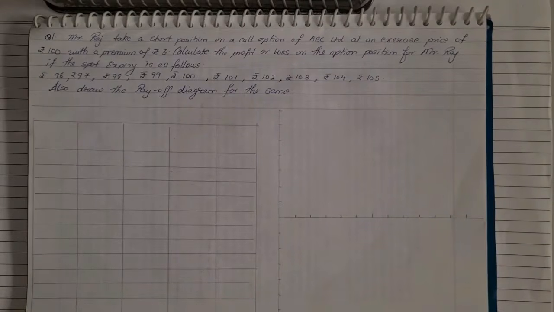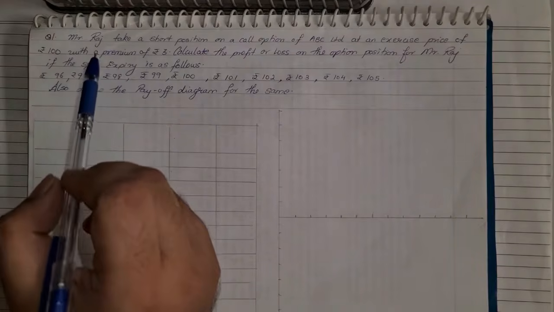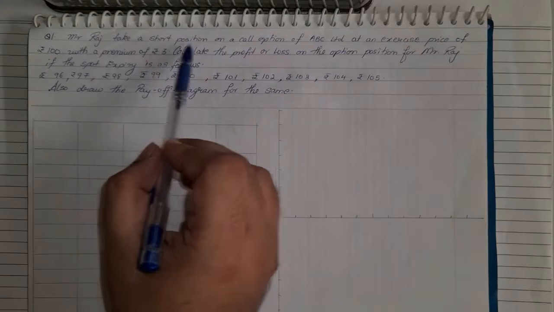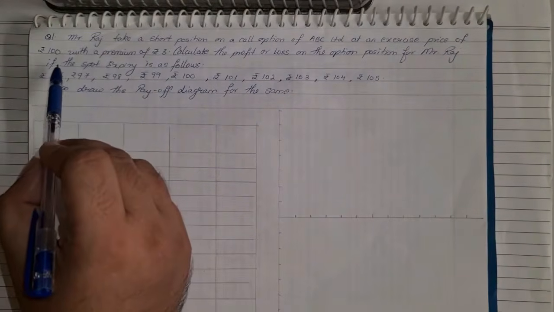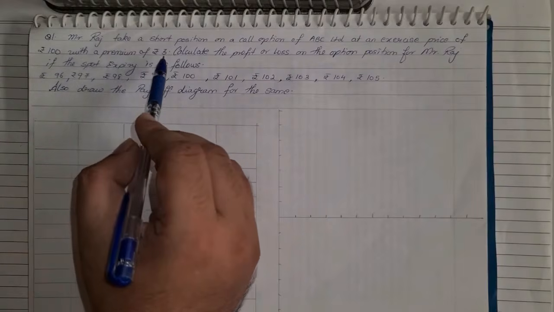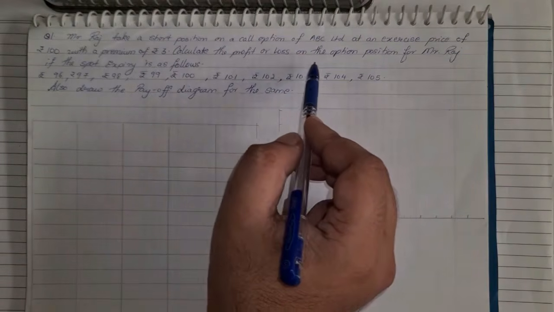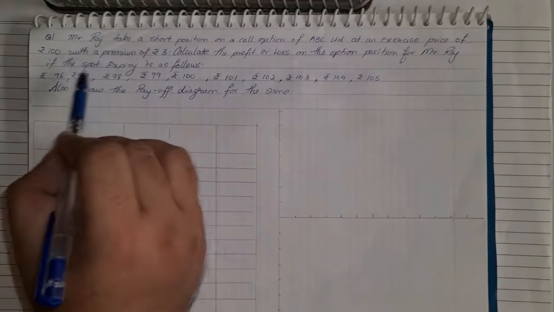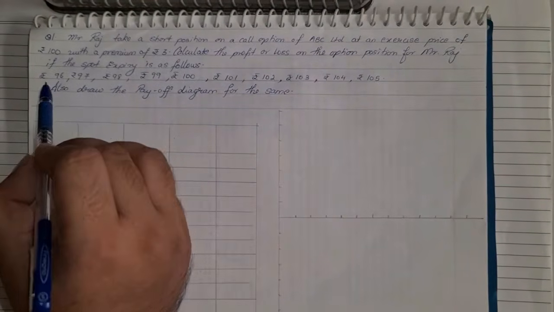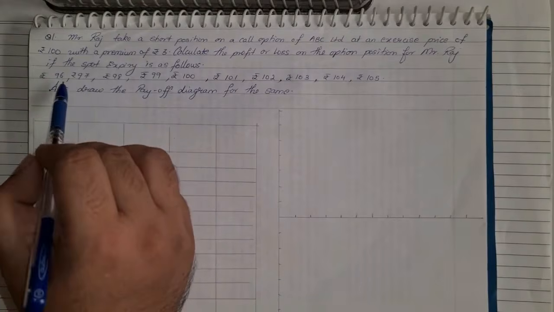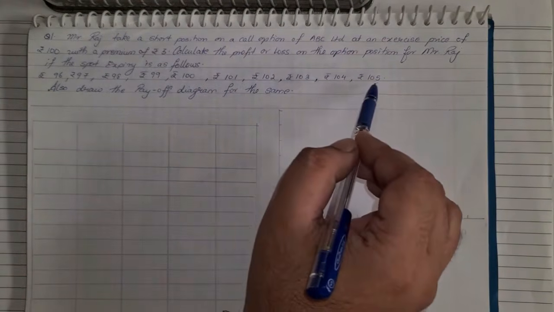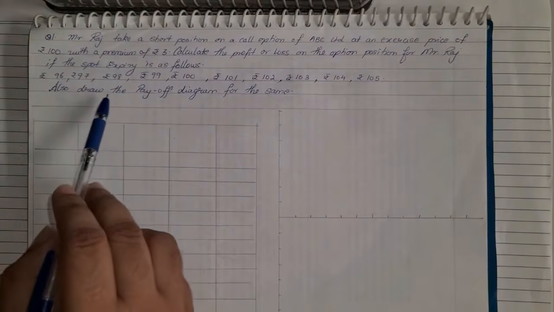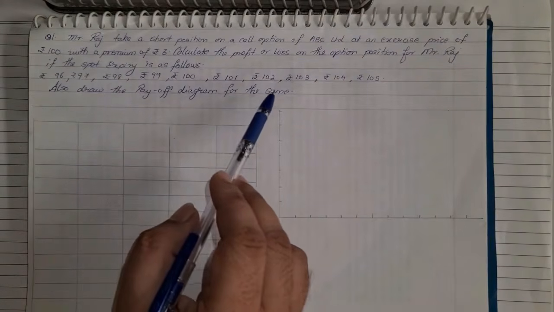Now let us take up the first example to understand call option when we have a seller's payoff. We'll read the question once. Mr. Raj takes a short position on a call option of ABC Limited at an exercise price of rupees 100 with a premium of rupees 3. Calculate the profit or loss on the option position of Mr. Raj if the spot at expiry is as follows. They have given us various spot prices: 96, 97, 98, 99, 100, 101, 102, 103, 104 and 105. Also draw the payoff diagram for the same.